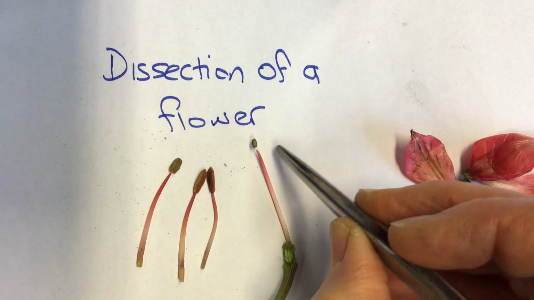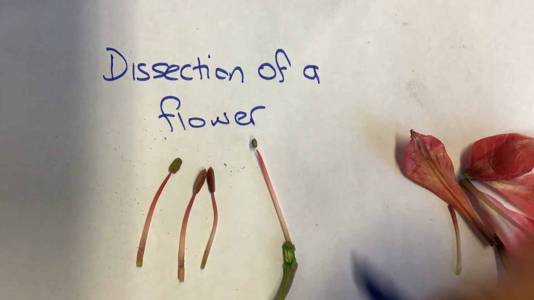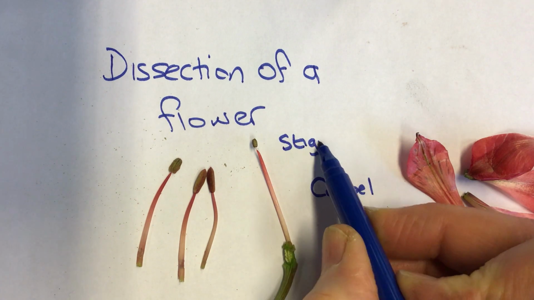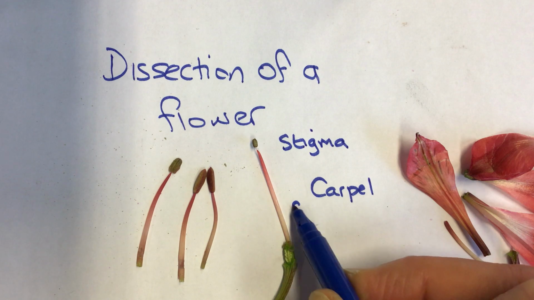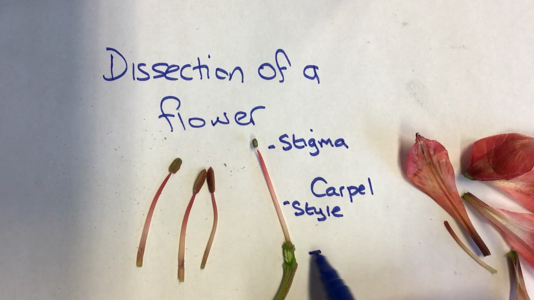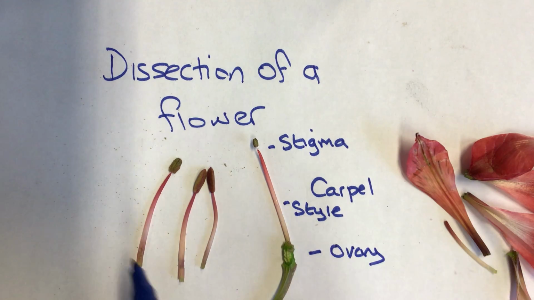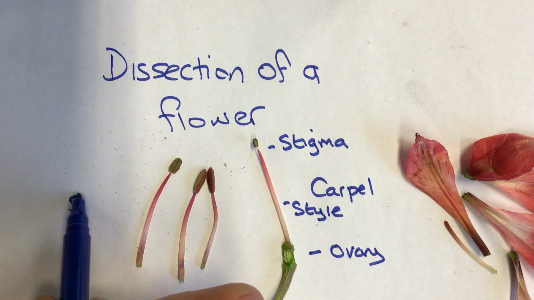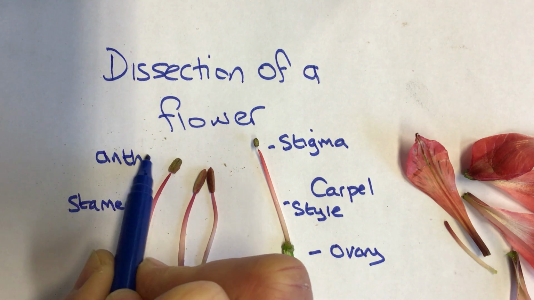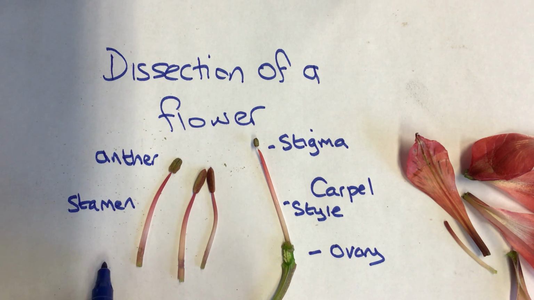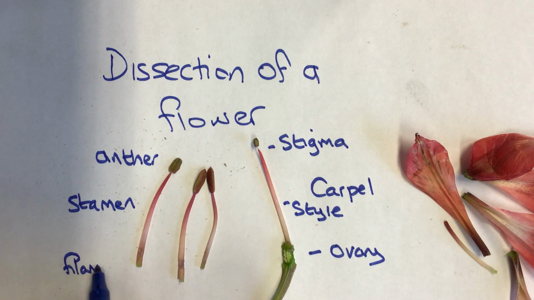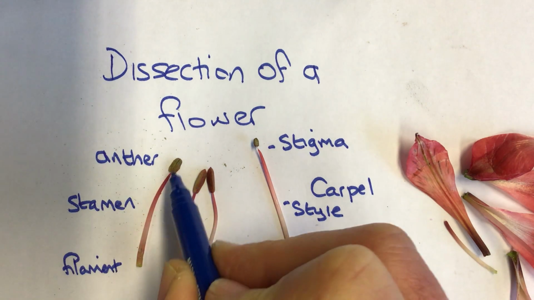So we have our carpel, the female part, made up of the stigma, the sticky platform at the top, and the style, which will connect the stigma to the ovary. And then the male part, which is called the stamen, is made up of the anther, which contains the pollen grains, and the filament, which holds up the anther.